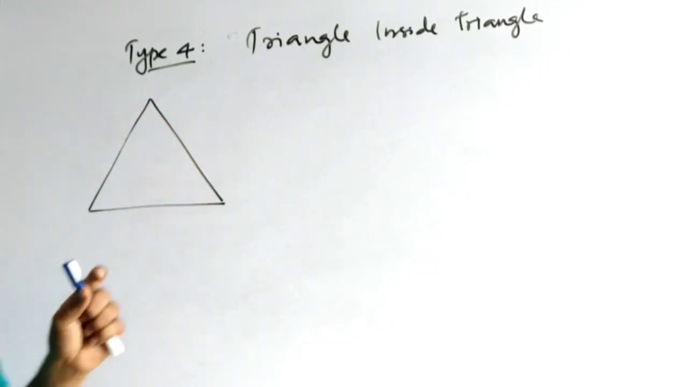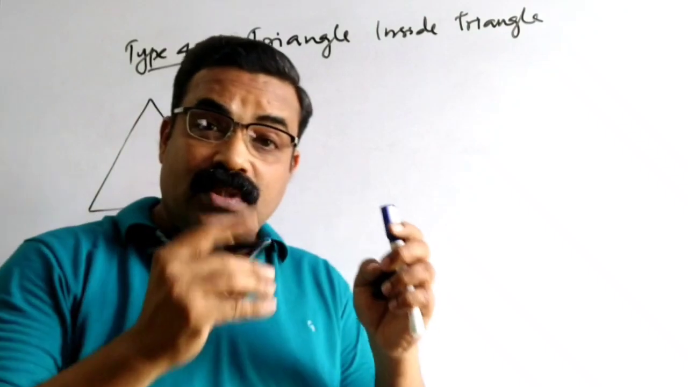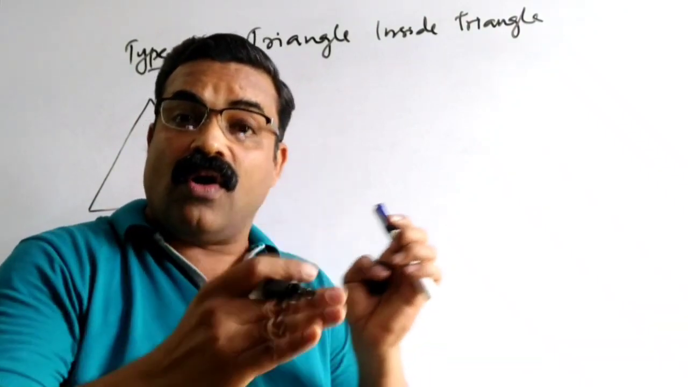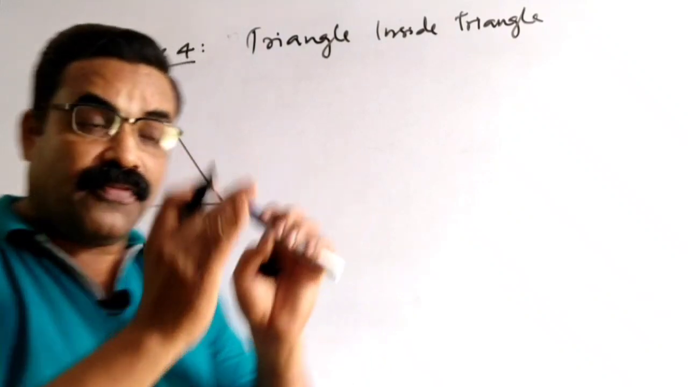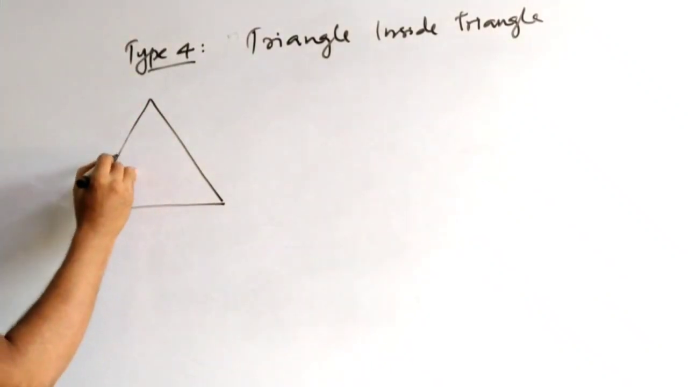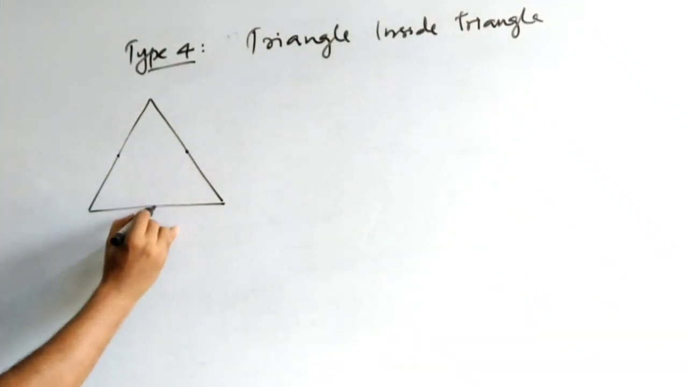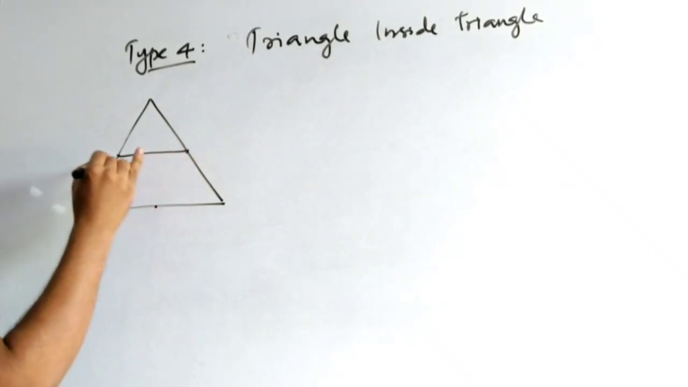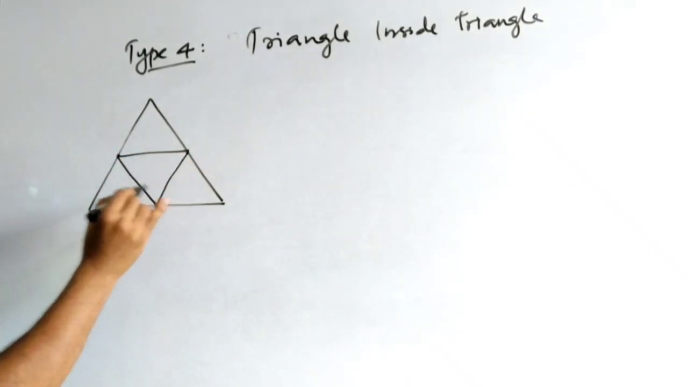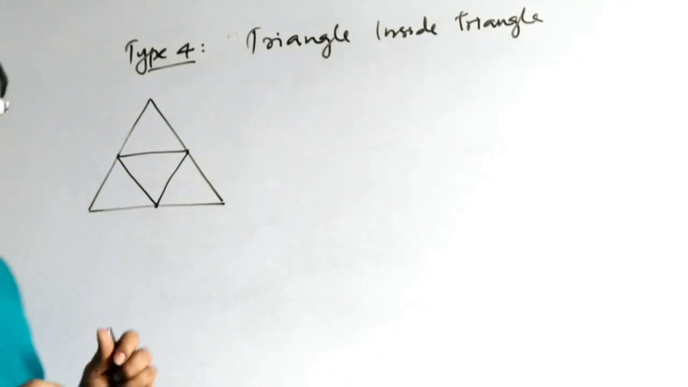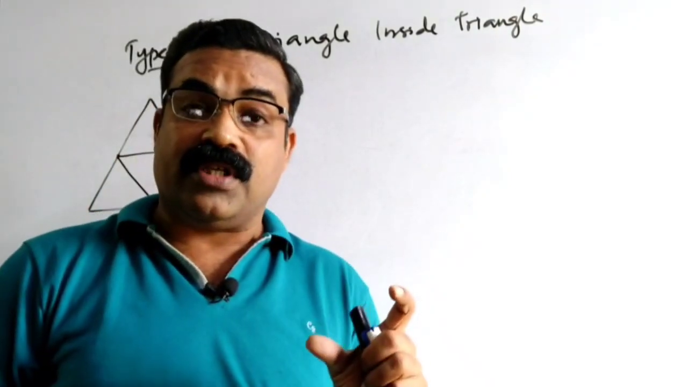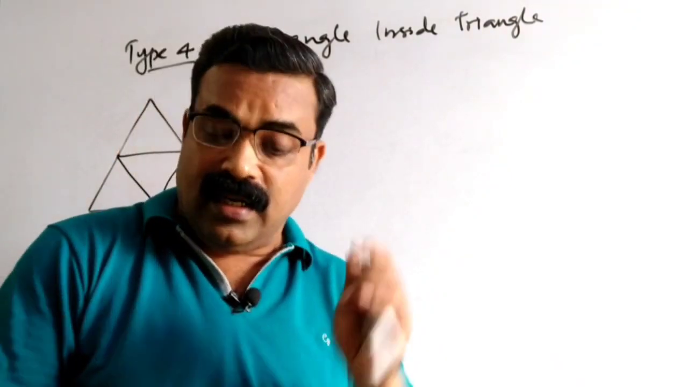Suppose I am joining the midpoints of all three sides. So here is the midpoint, here is the midpoint, here is the midpoint. So I am joining this, this, this. So inside a big triangle, I have a small triangle. How many triangles are there in this figure? That is a question.